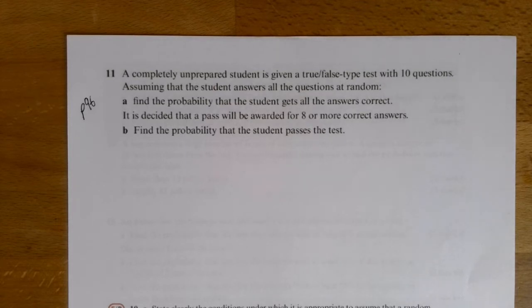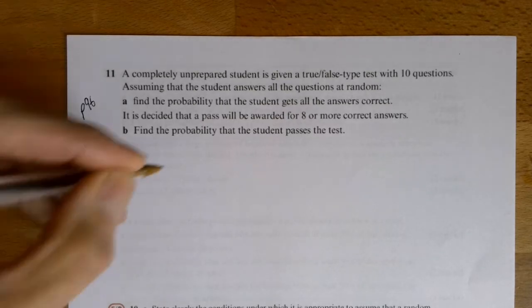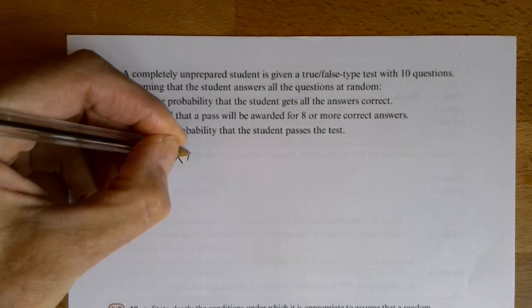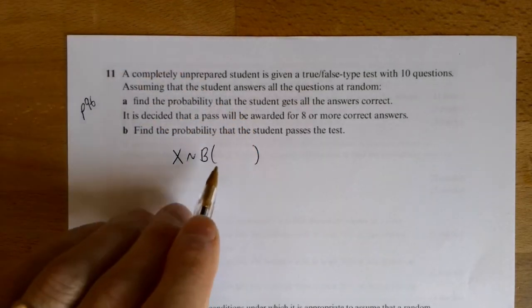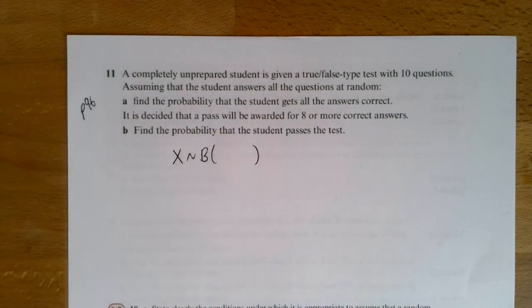So I like this question. We've got a completely unprepared student given a true or false test. Start off, if you can, by deciding the number of questions he gets correct. If it is a binomial, what are the parameters? What are the values of n and p? And then see if you can answer these two questions. Pause the video at this point, have a go for yourself.